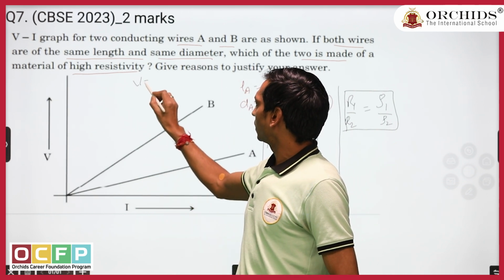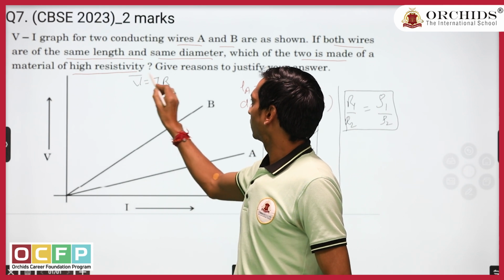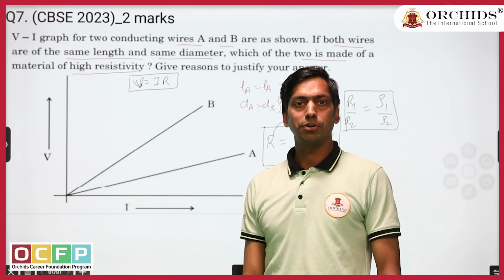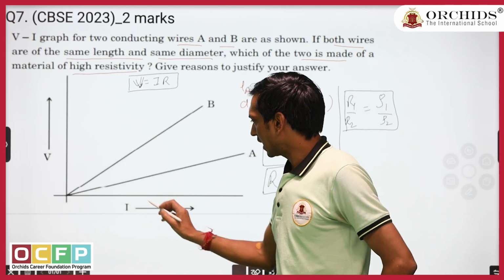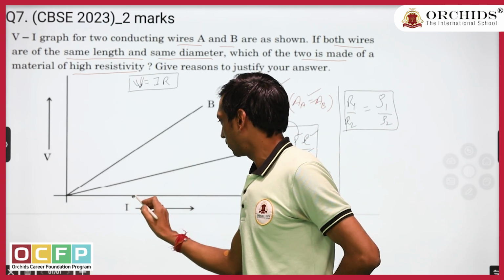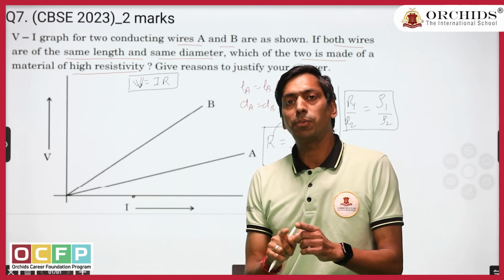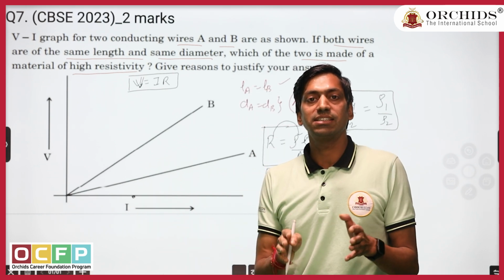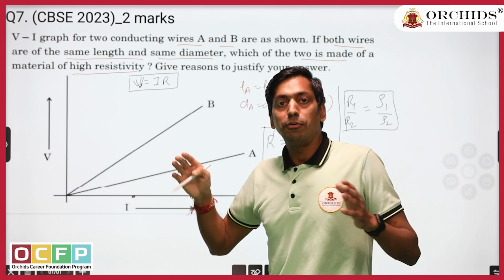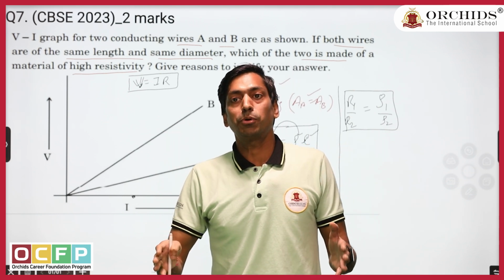We know that voltage is equal to current into resistance. That is the formula according to Ohm's law. Now you can select any random value of the current. We don't know this value, but let's say I am taking 1 ampere of current, and I have to pass it through both wires A and B. Where do I need to apply more potential difference?